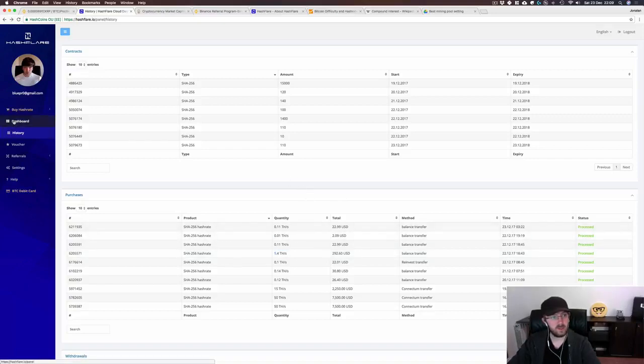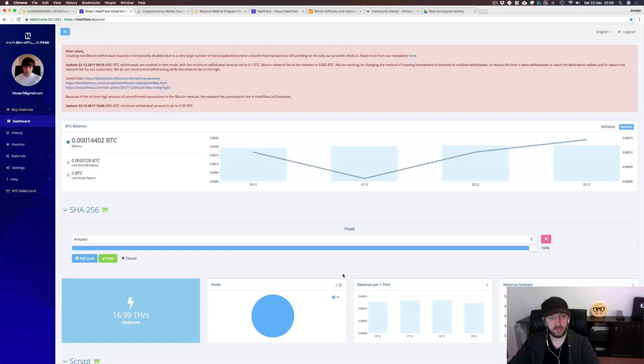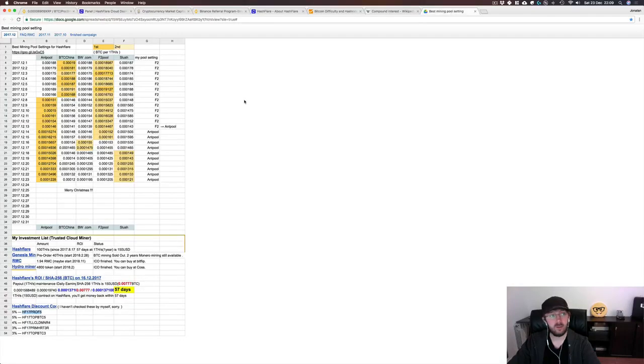Also on Hashflare, you can configure the pools where you are going to mine. You can do it right here. And I found a document, which I have no idea who is doing this, but he is keeping a record of which pool is more profitable, so that you can change it every day if you have to, and get the most profit out of it.